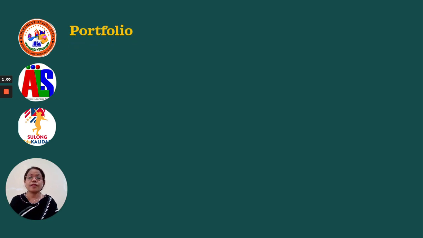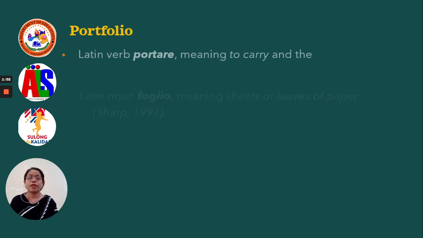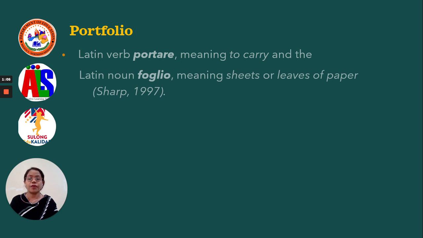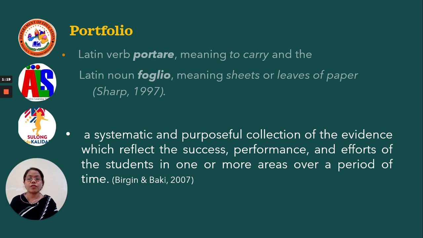Portfolio comes from two Latin words, portare, meaning to carry, and folio, meaning sheets or leaves of paper. It is a case for carrying papers, photographs, maps, and other flat documents. Throughout the years, there have been varying definitions of student portfolio, but authors Bergin and Baki 2007 provide us with a precise definition which I believe suits the context of ALS. According to them, portfolio is a systematic and purposeful collection of the evidence which reflects the success, performance, and efforts of the students in one or more areas over a period of time.